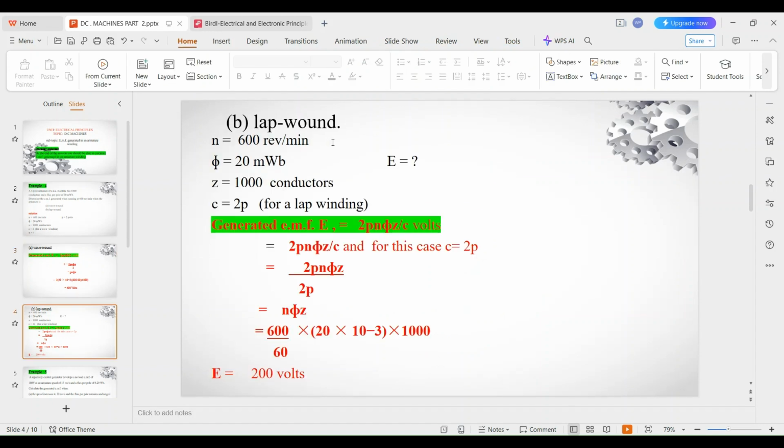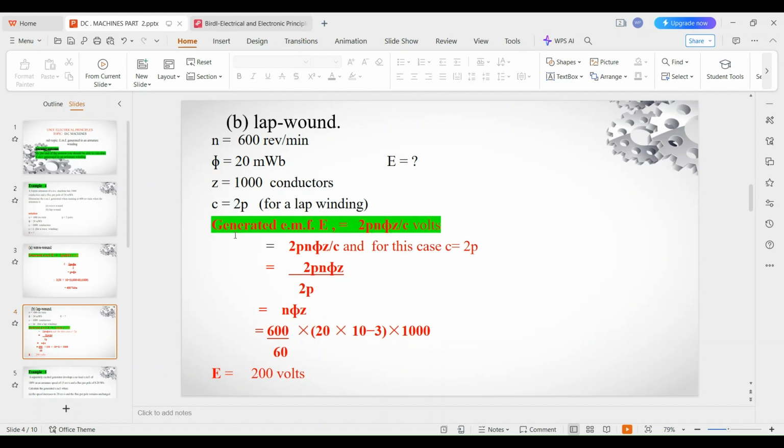Part B is lap wound. Therefore, our C will be equal to 2P. Remember, let this stick in your mind very clearly that when it is lap wound, C is equal to 2P. When it is wave wound, C is equal to 2. And the EMF generated formula is given by 2P N phi Z divided by C. So our C is 2P, and this 2P and 2P here will cancel.